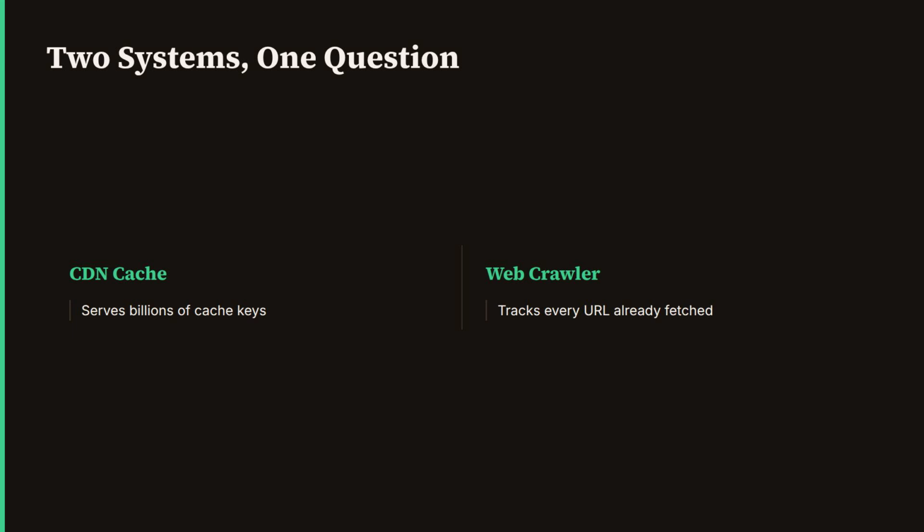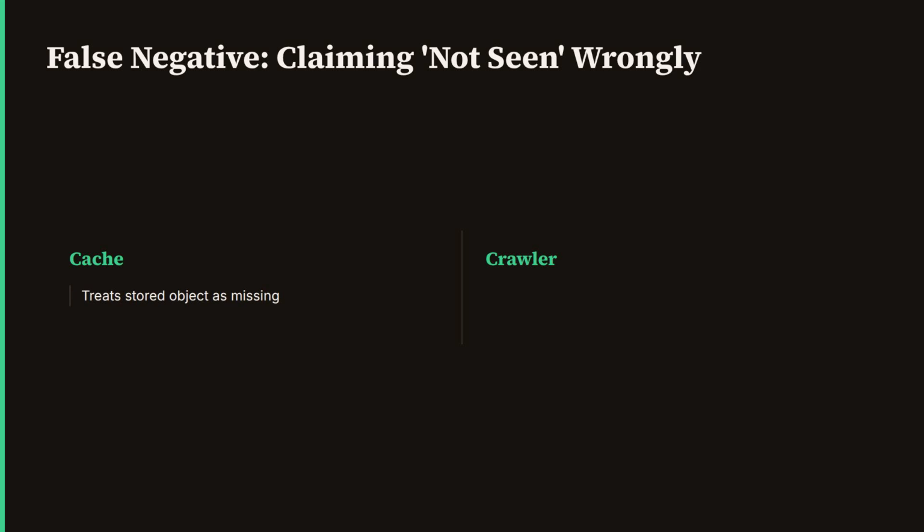Have I seen this exact key before? Yes or no. Answer wrong by claiming you have not seen something when you actually have, and at best you waste work, at worst you break correctness. The cache treats a stored object as missing and fetches from origin again. The crawler recrawls a page it already indexed, and duplicates become real bugs.